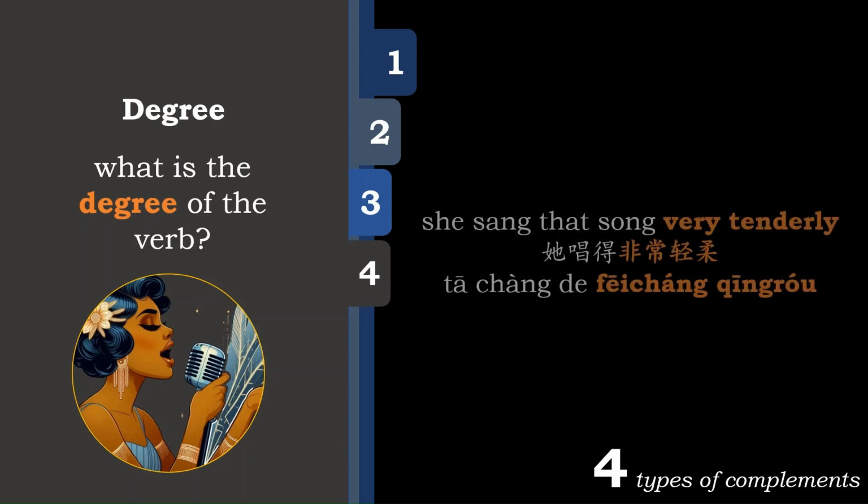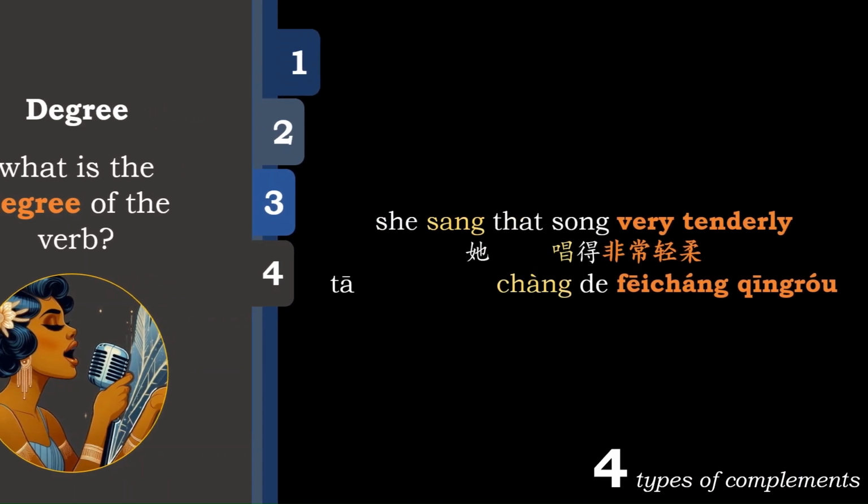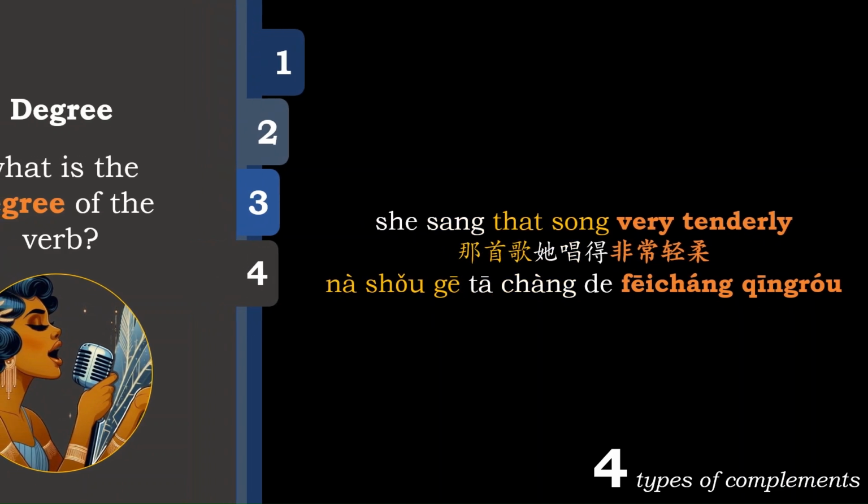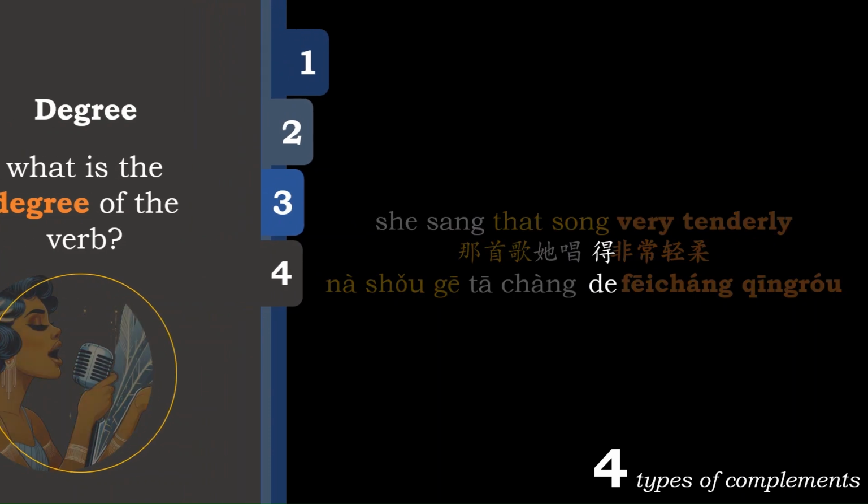But in this sentence, she sang that song very tenderly. There is an object, that song. Now there are two ways to handle this. We can repeat the verb, 她唱那首歌唱得非常轻柔, or we can move the object to the front. 那首歌她唱得非常轻柔. So both ways are correct, and it's down to individual choice or preference when it comes to which one you use.